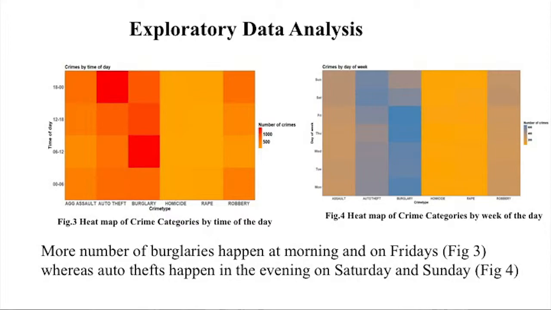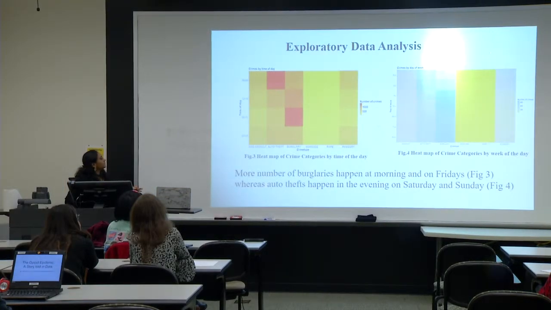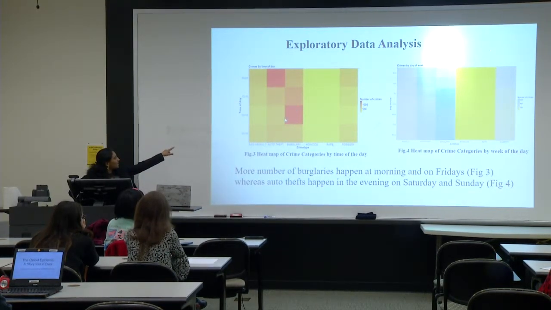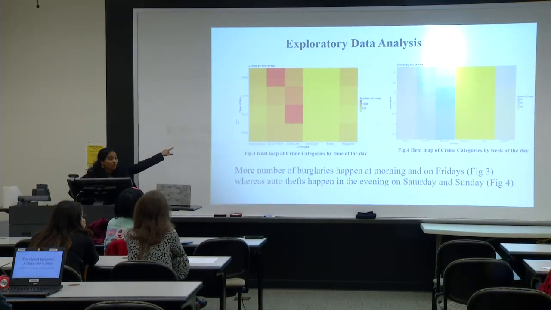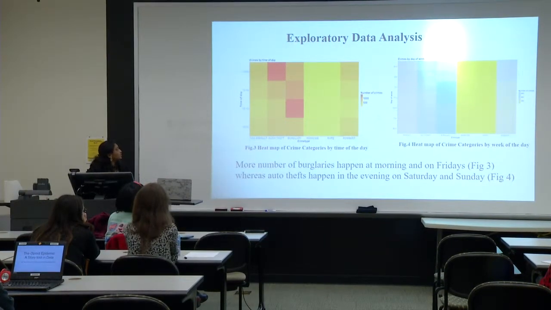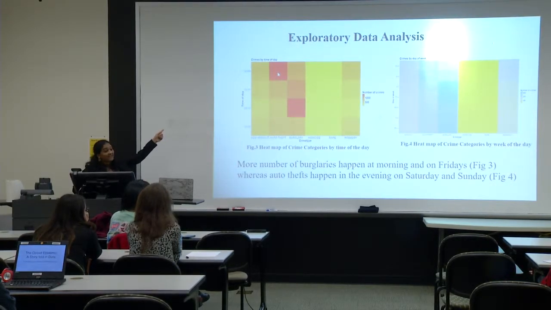Whatever analysis we have done so far relates to all crime types. If I want to really know when burglary is happening and when auto theft is happening, you can look at the heat map. You can see burglary is mostly happening in the early mornings from 6 to 12. People might go to work and somebody might come into their house and a burglary might happen. And auto theft is mostly happening in the late evening when people come from work and park their car in the parking lots.